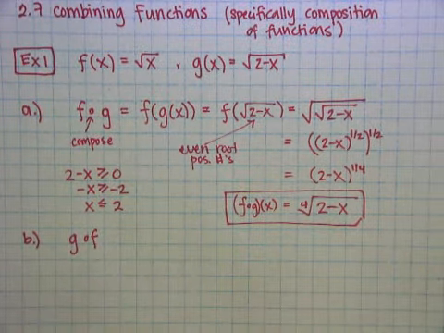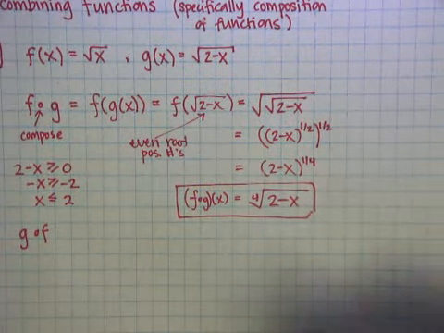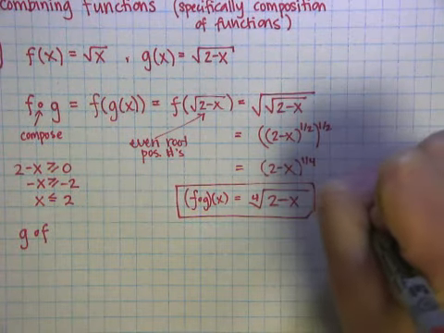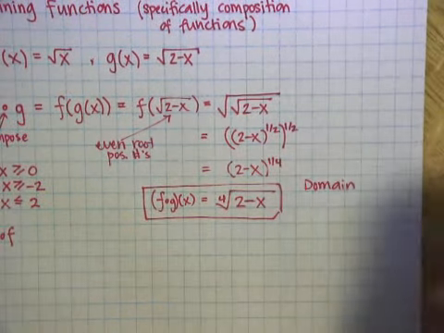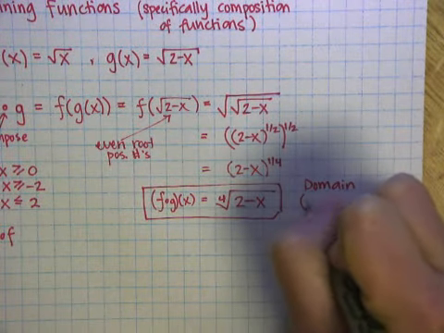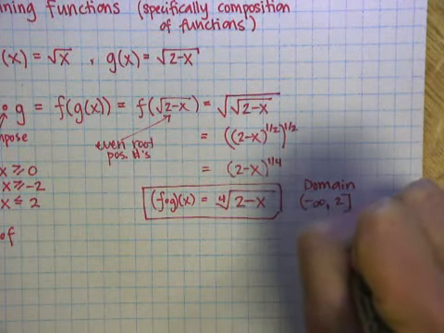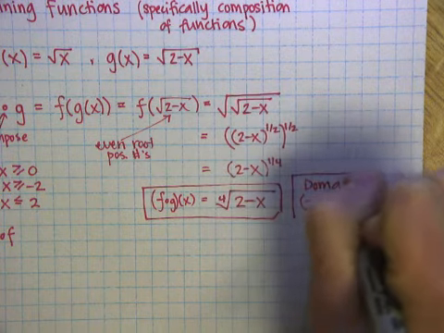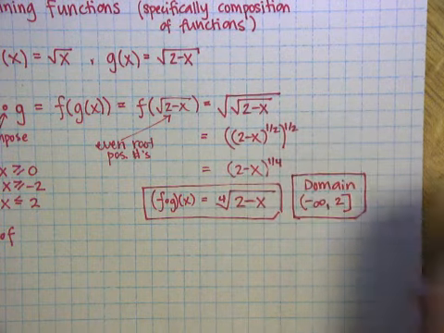And I'd prefer you guys to write your domains in interval notation. So you would write your domain is all the numbers less than or equal to 2, so that would be from negative infinity to 2 with a bracket, because we get to include 2, since you can in fact take the square root of 0.